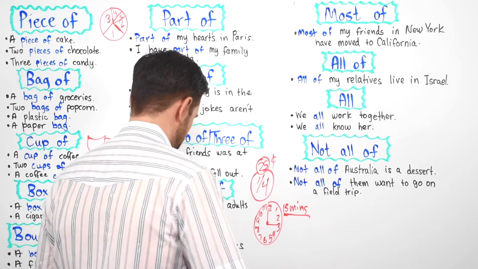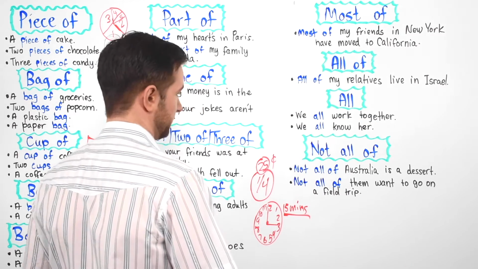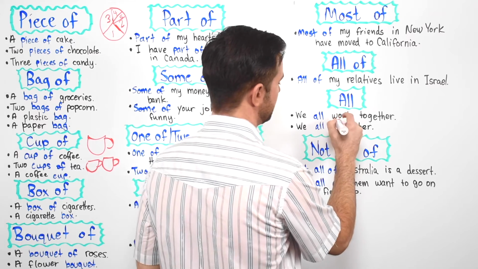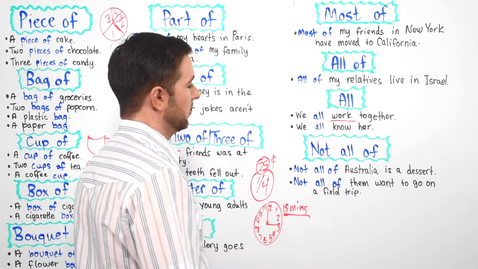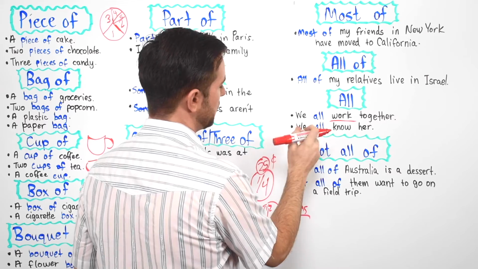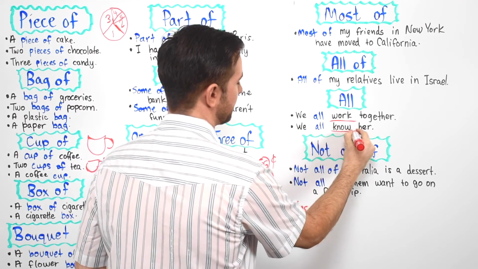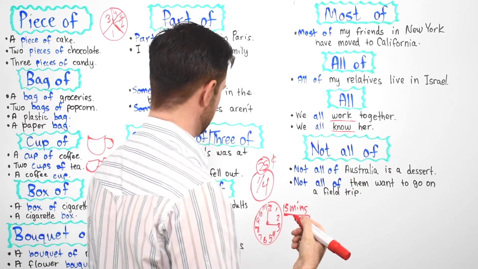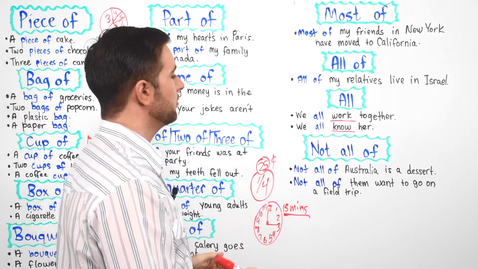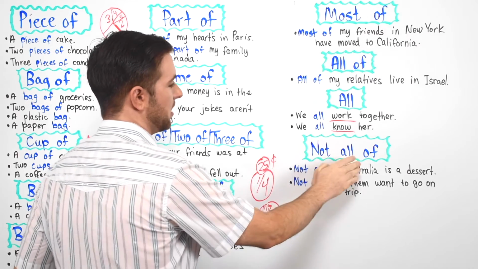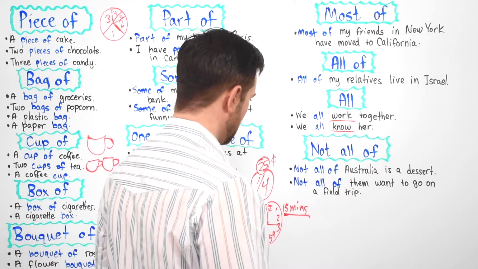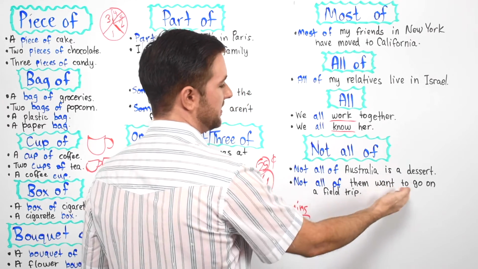Notice that after all comes a verb, okay? So the verb here is to work. We all work together. Again, we have the same thing. We all know, coming from the verb to know, or to know someone. We all know her, okay? And finally, we have not all of, okay? Not all of Australia is a desert.